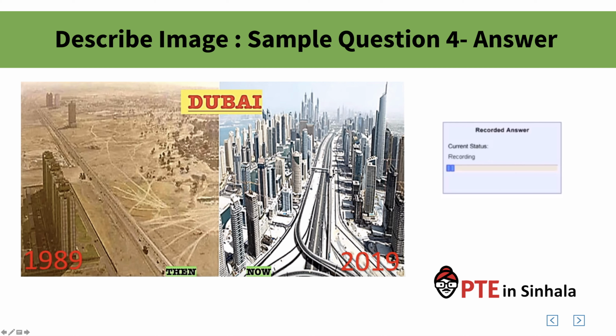These photographs compare a city in Dubai in 1989 and 2019. As per the first image, Dubai was hardly developed in 1989 with only a few buildings and roads. In contrast, it has many highways, skyscrapers, and modern looking buildings at present. In conclusion, it can be seen that Dubai has rapidly improved its infrastructure and economy during the last 3 decades.